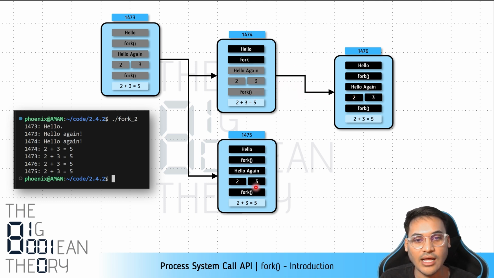And if you talk about these last two processes, they start their execution from this final printf statement, that is 2 plus 3 is equal to 5.